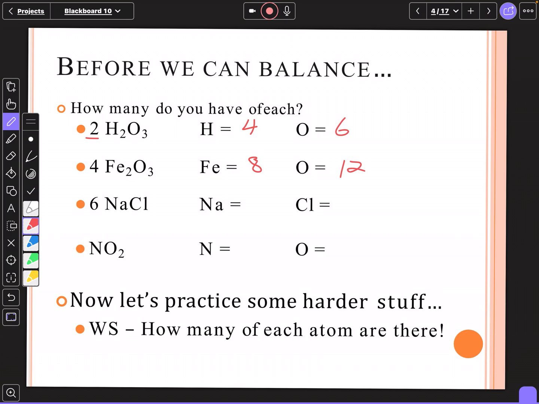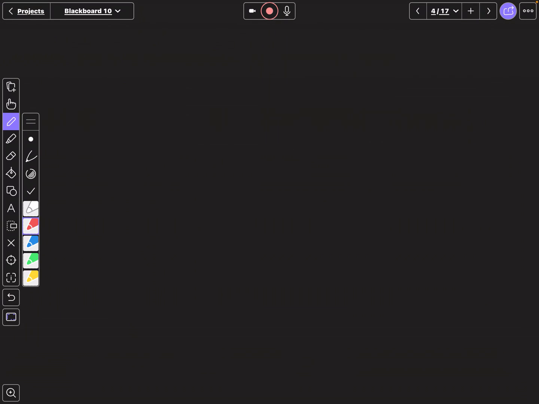Next, if I had 6 NaCl, I have 1 sodium and 1 chlorine, so that would be 6 times 1, 6 sodium, and 6 times 1, 6 chlorine. And then if I have NO2, if there's not a number here, it's just assumed there's just 1 of it. So that would just be 1 nitrogen and 2 oxygens. But let's look at another example. And you might want to write this down somewhere in your notes.